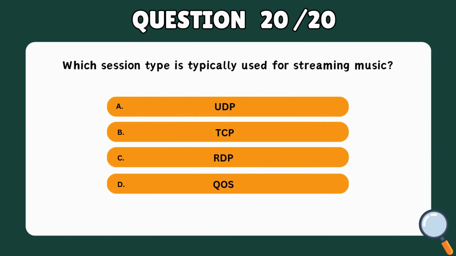Question 20. Which session type is typically used for streaming music? A. UDP. B. TCP. C. DP. D. QoS. Correct answer: A. UDP.